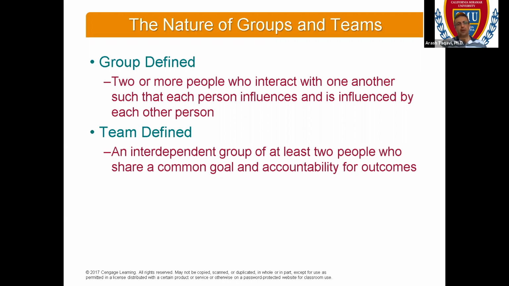For example, you have a dance group. You go somewhere at the beach and see, with a specific music, some people are dancing, but not dancing together. Every single person is dancing for himself or herself, but they are dancing to a specific music. It's a dance group. But when there is a shared goal, shared meaning, common goal, and accountability, it is a team.